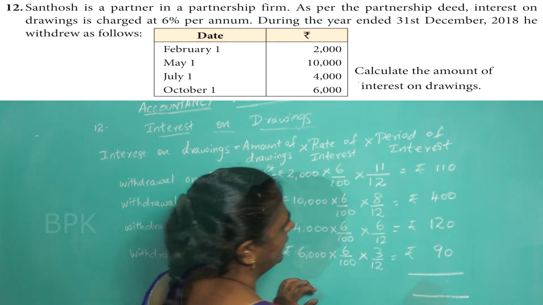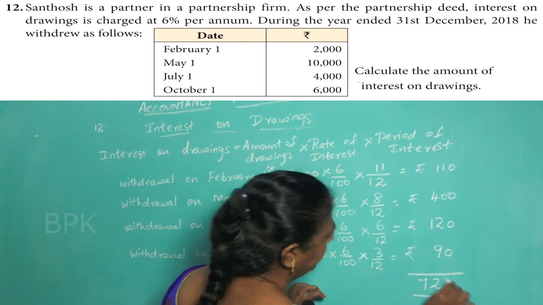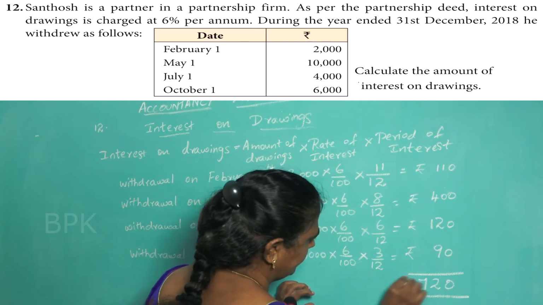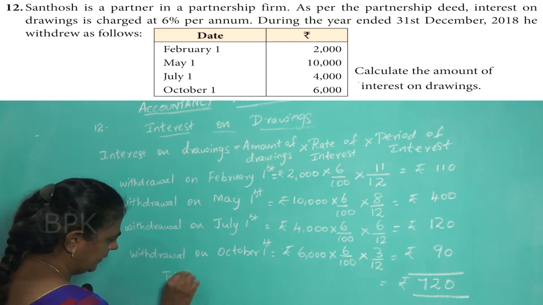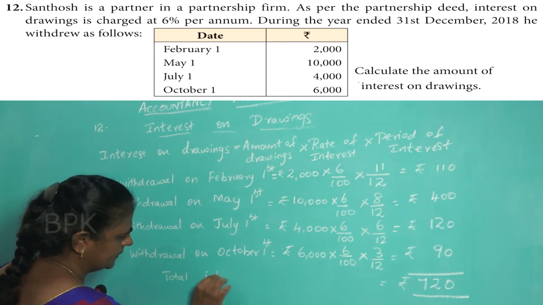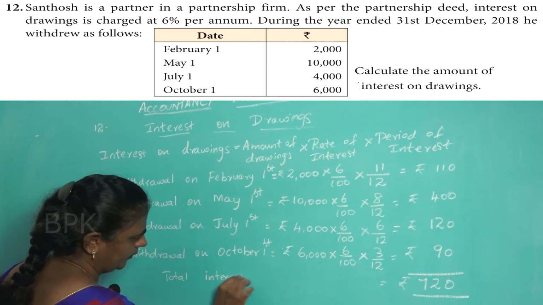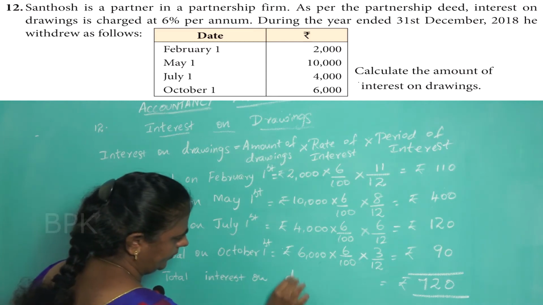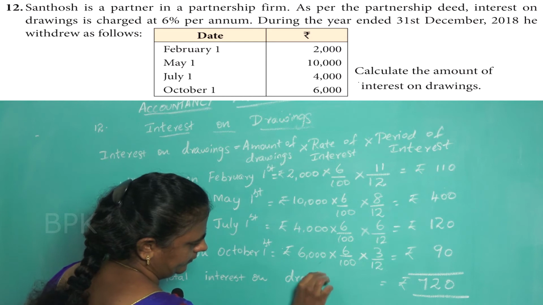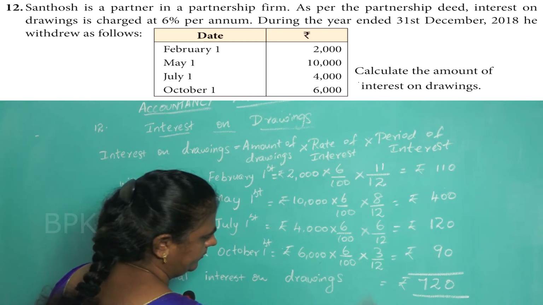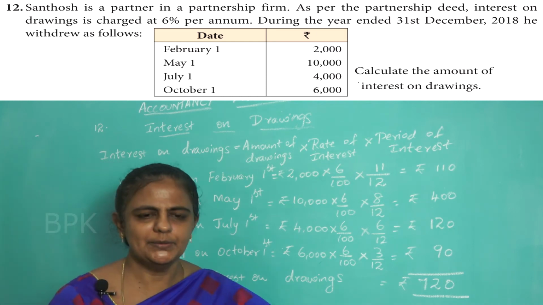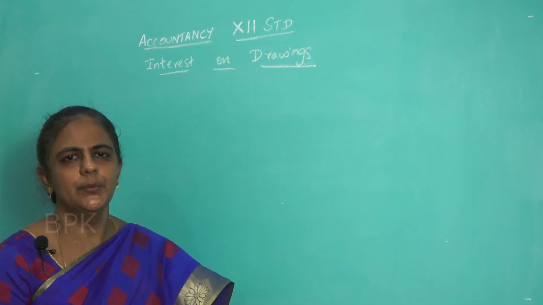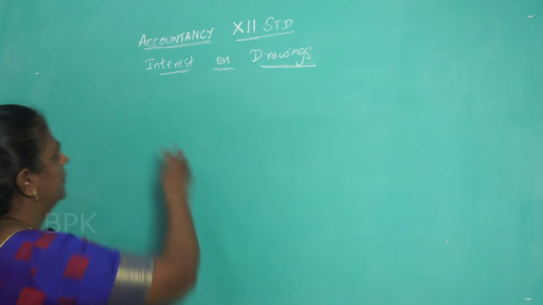What is the total? 720 rupees. That is the total interest on drawings. Okay, children, understood? So, we will do question number 13.